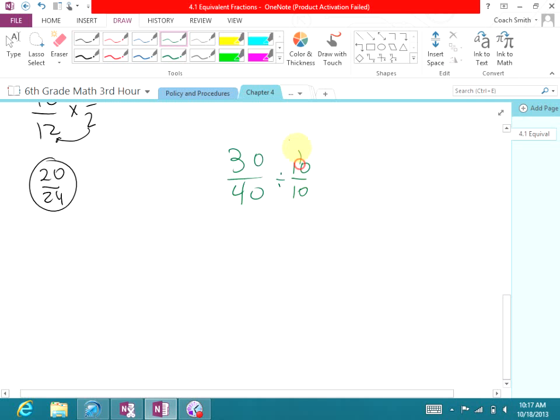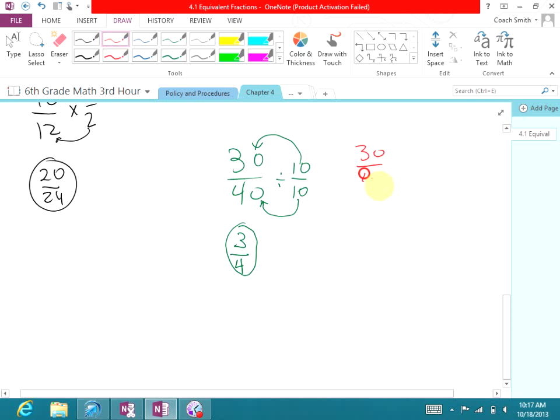Okay? And so I'm going to divide 10 into 30 and get 3. I'm going to divide 10 into 40 and get 4. So my reduced fraction is 3 over 4. Okay? Now, let me show you the other way you could have done this.